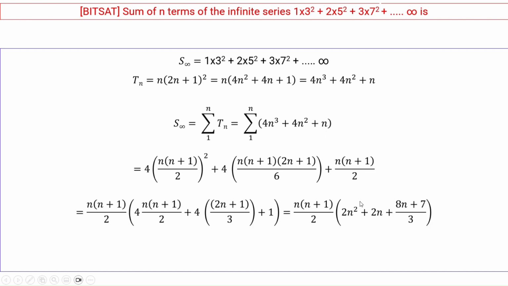It is just a simplification now. After simplification, you are left with S equal to n into n plus 1 into 6n square plus 14n plus 7 by 6. Okay, this is the answer. In BITSAT normally you get multiple choice questions, so you need to take the answer close to the one given there. Okay, it may be in any form. Next.